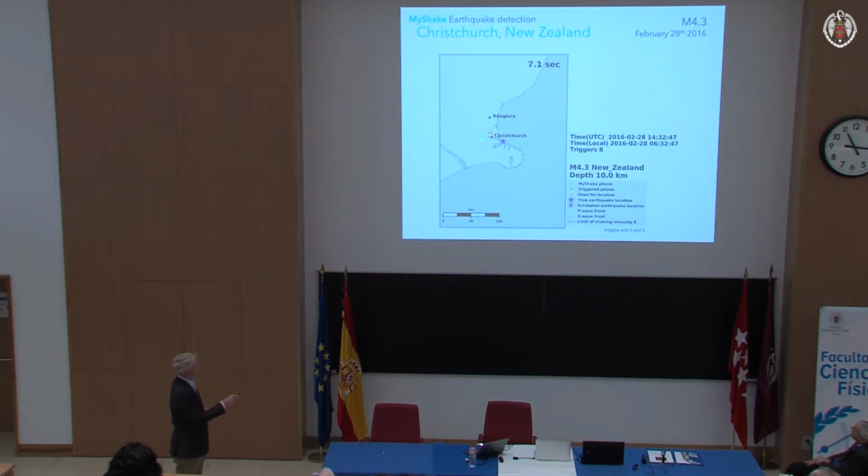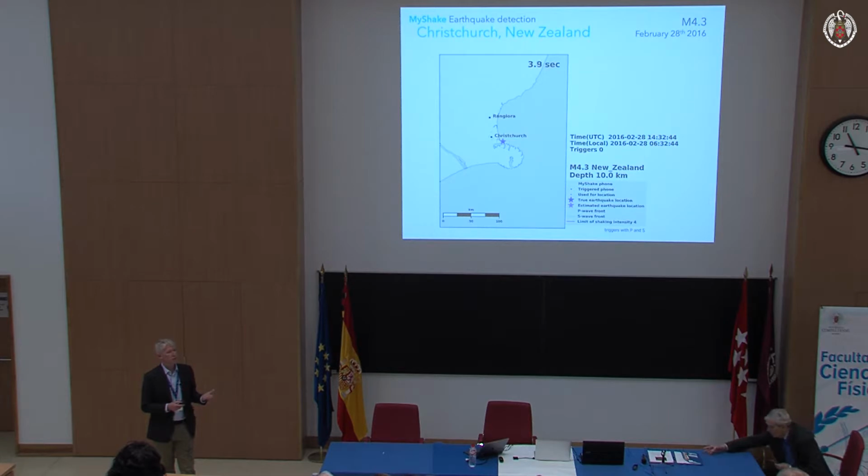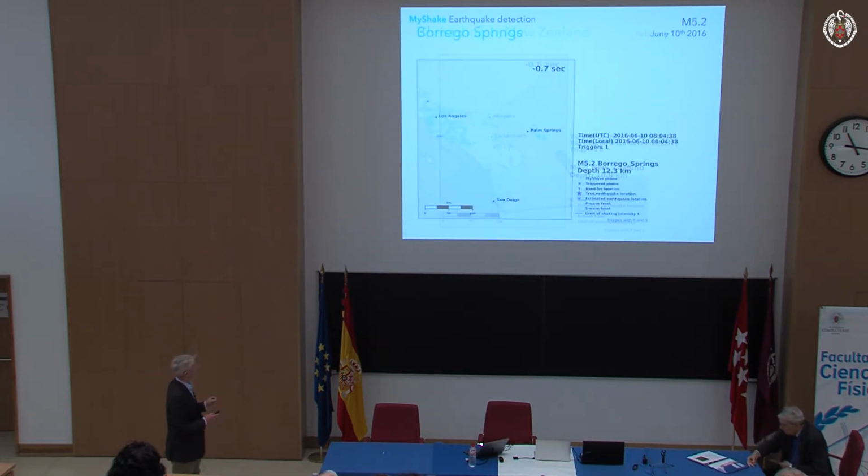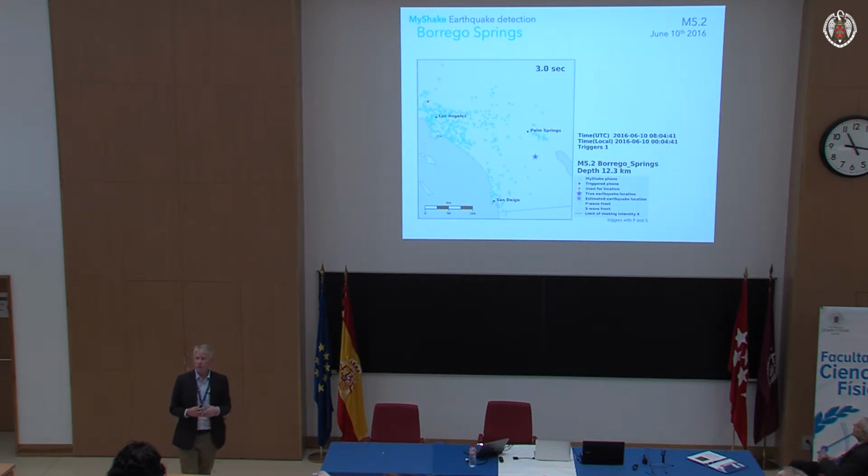Again, the greenish dots are the phones that were running MyShake at the time, and you can see that the majority of them actually triggered on this earthquake. So the algorithm that we have that is triggering and recognizing that an earthquake is underway on the phone is working pretty well. But this is by far the best example, the earthquake for which there were the most phones. And this is a magnitude 5 earthquake in Southern California, the Borrego Springs earthquake.